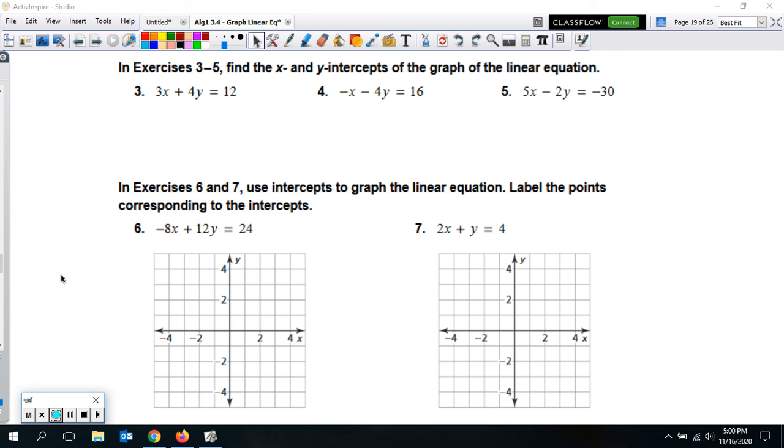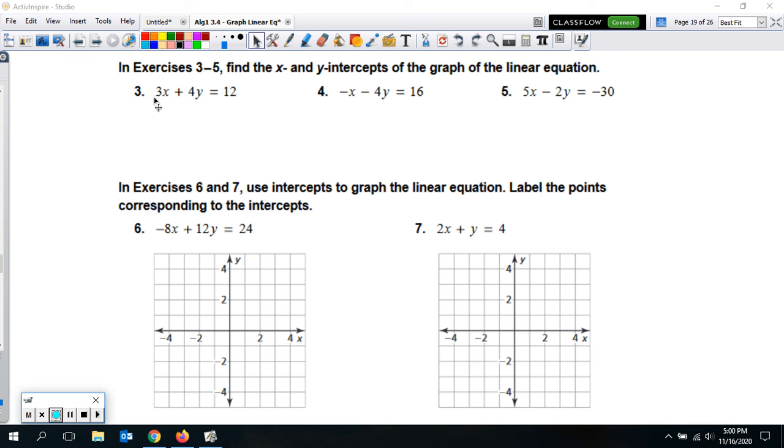All right, so now as we continue on with our extra practice problems, 3 through 5 said to find the x- and y-intercept of the graph of the linear equation. This one does not say to graph it. That's what we're going to do on 6 and 7. It just wants us to do the first 2 steps, which would be to find the x-intercept and find the y-intercept. Okay, so as we do those, number 3, let's take a look at this one.